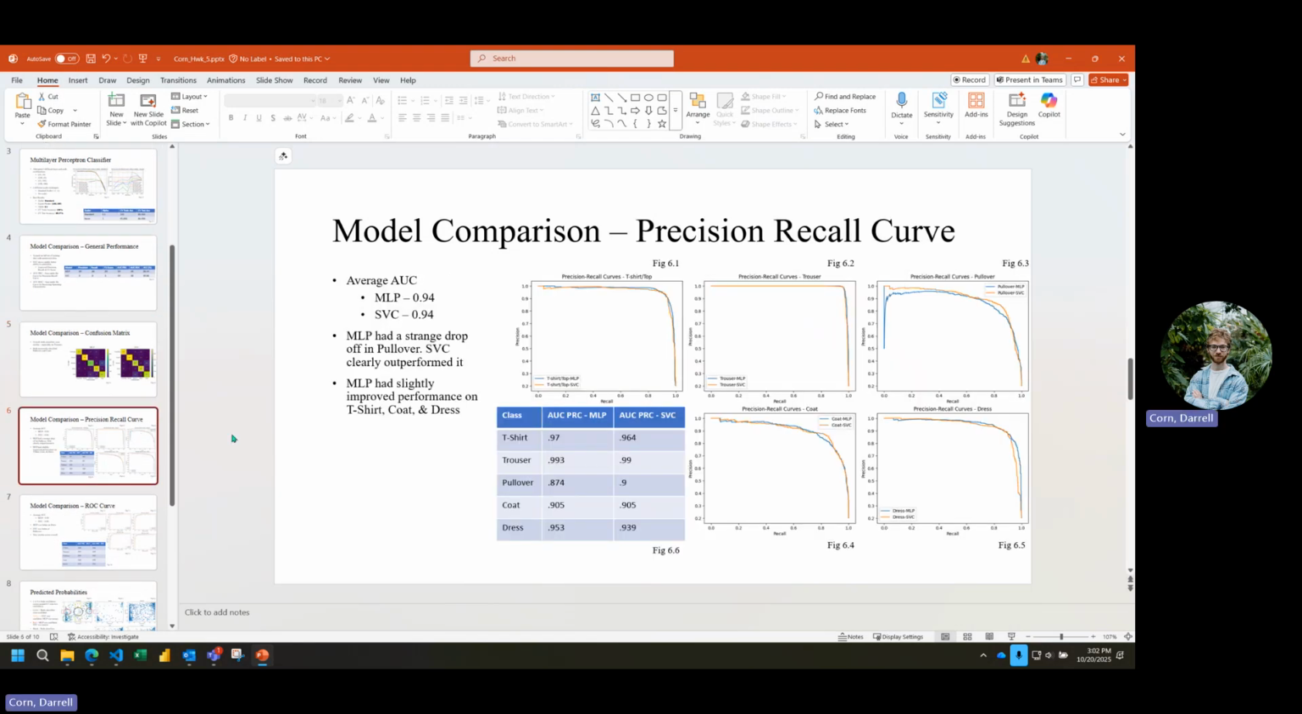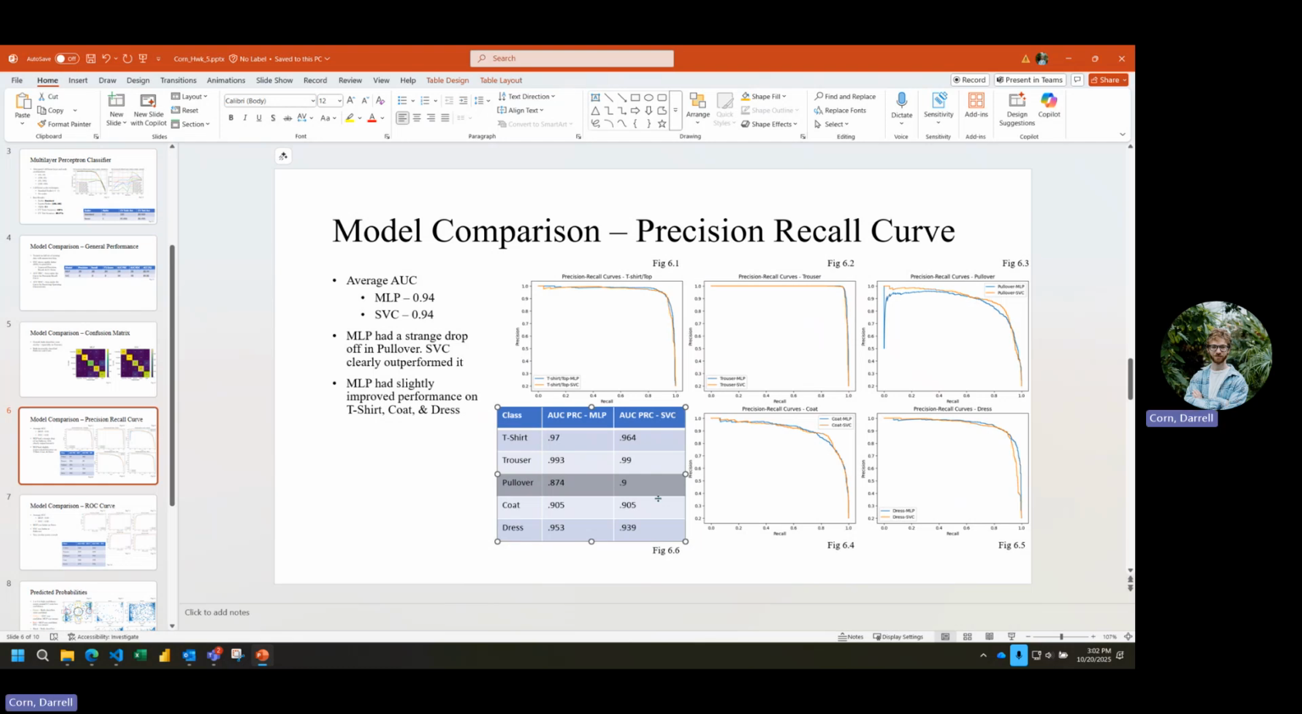Okay, onto the precision recall curve. Again, both classifiers had an area under the curve of 0.94, so it's not a huge difference between them here. But some small differences are that the MLP had this strange drop off for the pullover class. So MLP is the blue line, and the orange line is for the SVC. And so this caused the SVC classifier to have a much higher area under the curve for pullover specifically. You can see it here in figure 6.6.